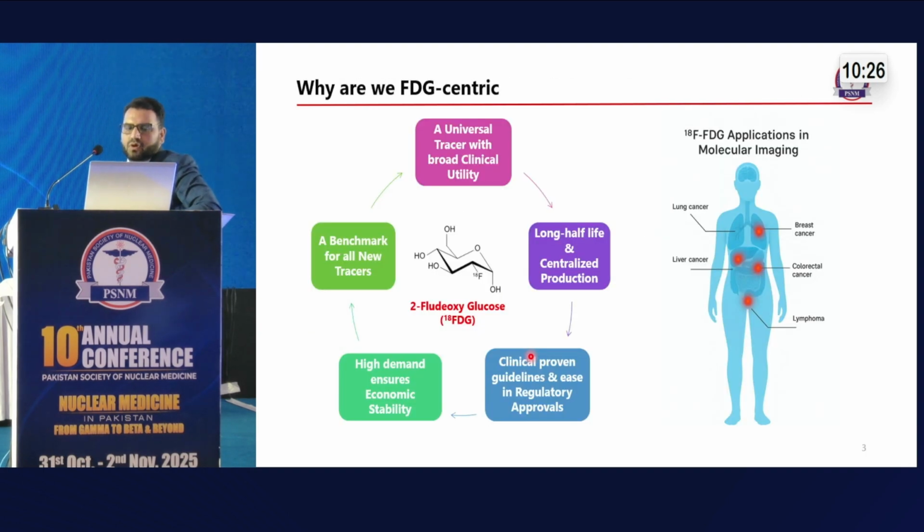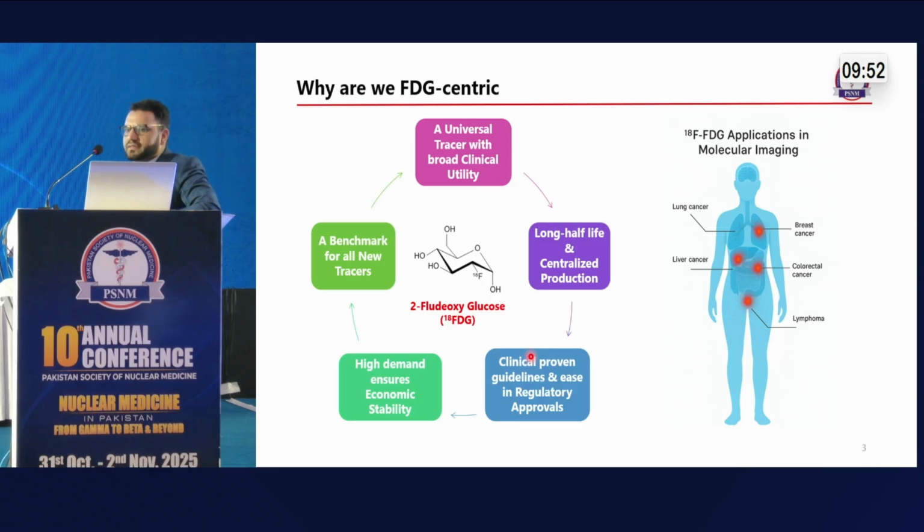So if we try to understand the FDG-centric reasons, these are the five main reasons or categories that are responsible for FDG dominance. The first one is the universal tracer with broad clinical applicability. This is the main reason FDG is dominant, because FDG uses one property of cancer cells, which is glucose metabolism. That's there even in normal cells, but cancer cells have that property even more. And this is what FDG uses.